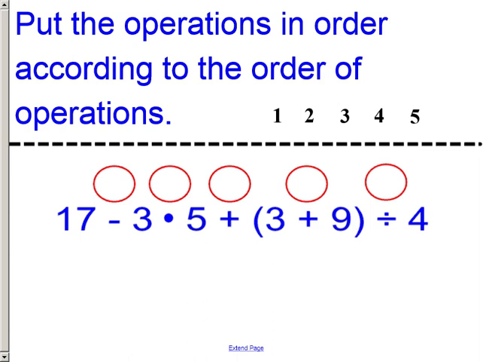Yes, the 3 plus 9 is in the grouping symbols. So I'm going to do that first. And then, do I have any exponents? No, I don't see any of those. Do I have any multiplication or division? Yes. I'm going to put those left to right.